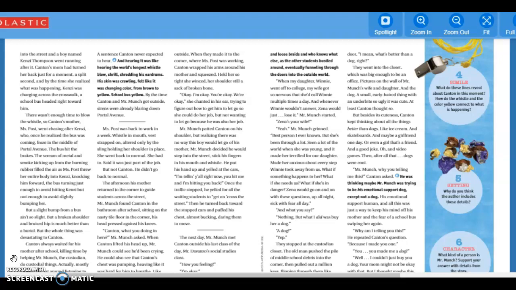Now, number 4 asks the question, what do these lines reveal about Canton in this moment? How do the whistle and the color yellow connect to what is happening? Well, as you can tell, they are similes. You can hear the word like in both of those sentences, and they are comparing two things to be similar to each other.